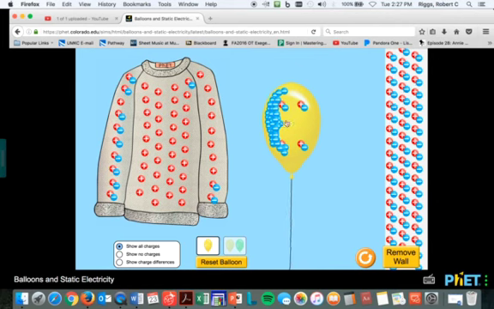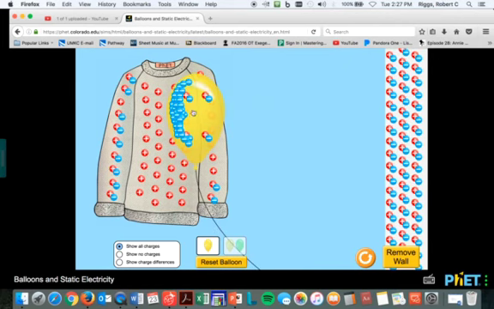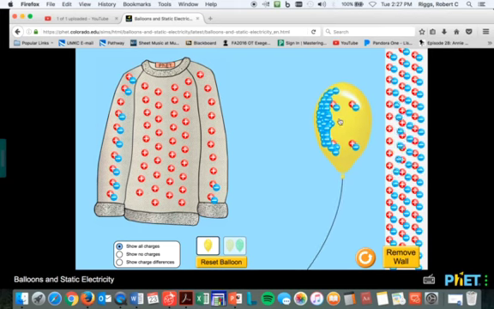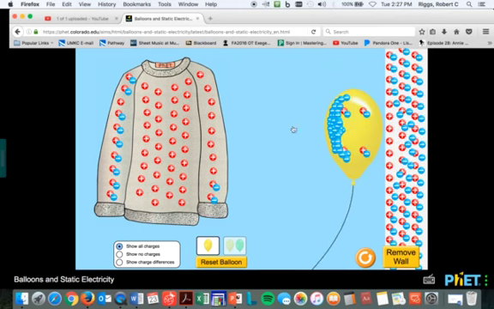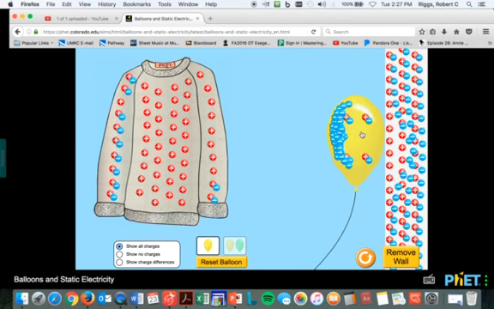Then we're going to hold the balloon. Look what happens when we move the balloon over here. Whoop! It's attracted back to the sweater because the positive attractive force is too strong. But look what happens when I move the balloon over here. Look at those electrons moving away. The protons aren't moving, but the electrons are moving away, or basically it's ionizing, it's flipping over, and then it'll stick. Because these negative charges are attracted to these positive charges, so it'll stick.